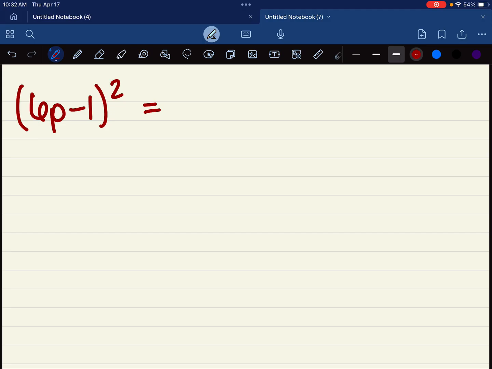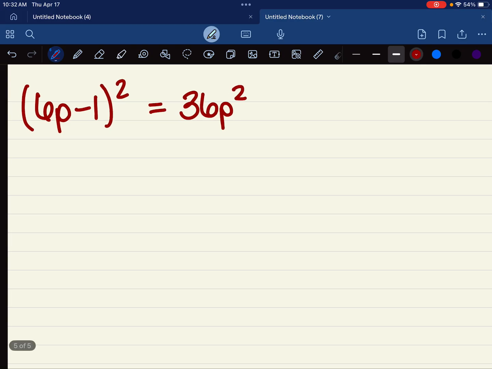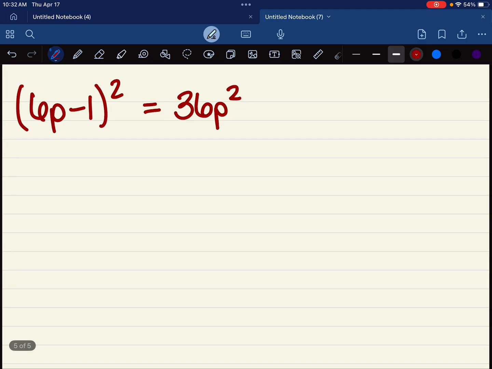6 squared gives you what? 12b squared. You got part of it correct. What's 6 times 6? 36, yes. P squared was good. Okay, then we multiply. 6 times negative 1 is negative 6. Double it to get... 12. 6 times 1 is 6. Double 6, we get 12.